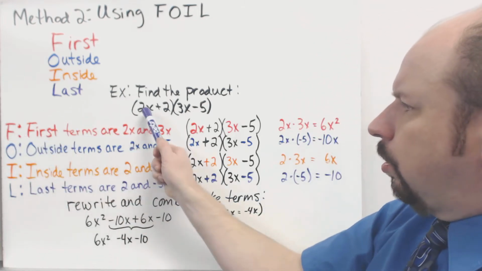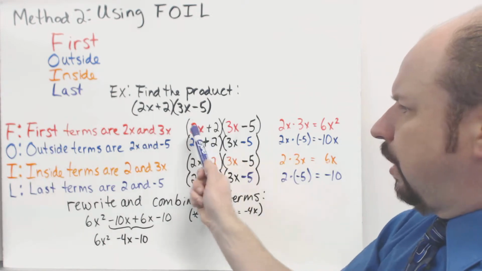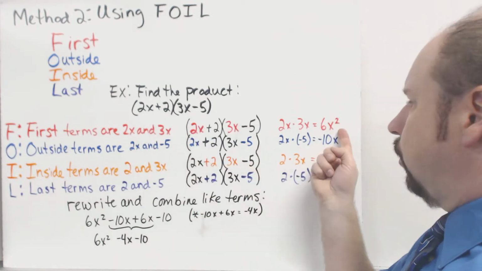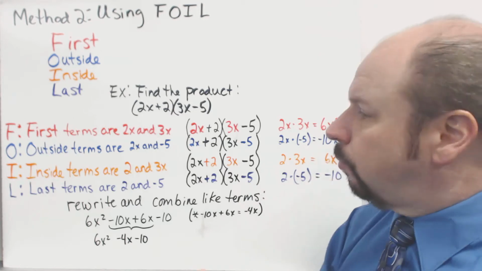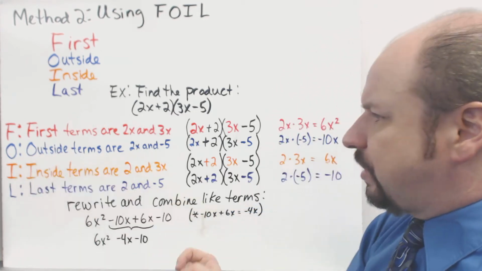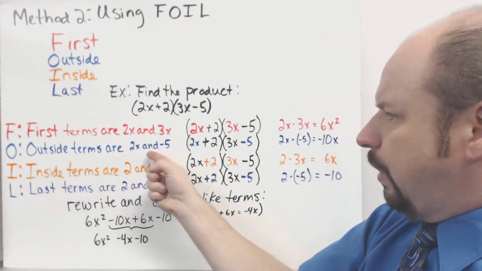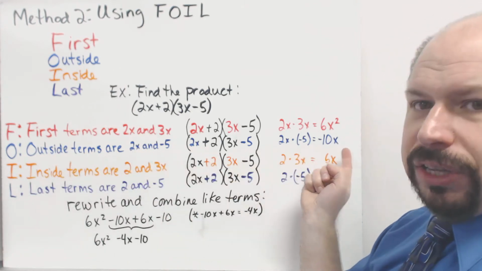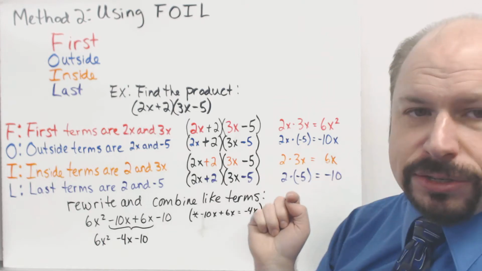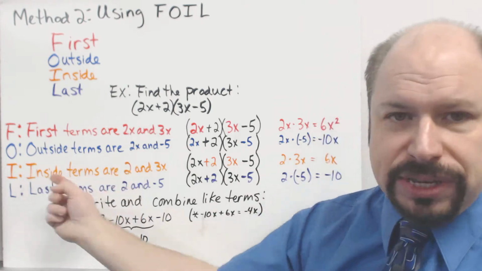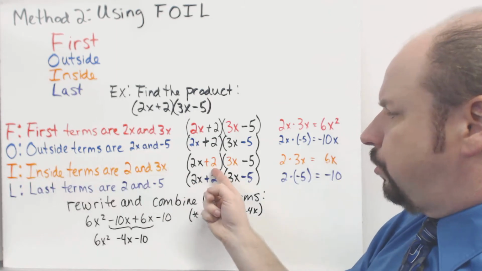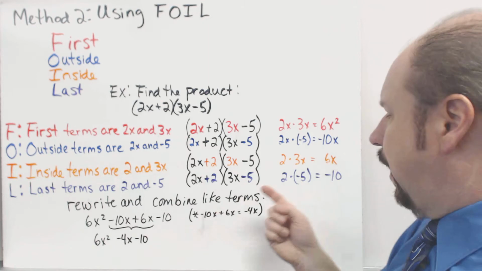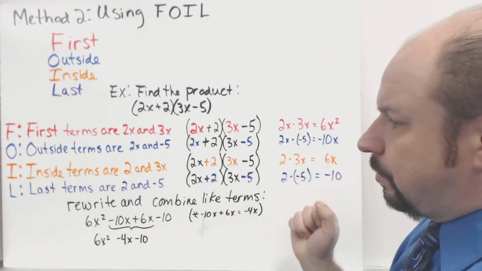The first terms are 2x and 3x. So I have those highlighted here. When we multiply 2x times 3x, we get 6x squared. O stands for outside. Outside terms are 2x and negative 5. So 2x times negative 5 is negative 10x. I stands for inside. Inside terms are 2 and 3x. So when we multiply 2 times 3x, we get 6x.